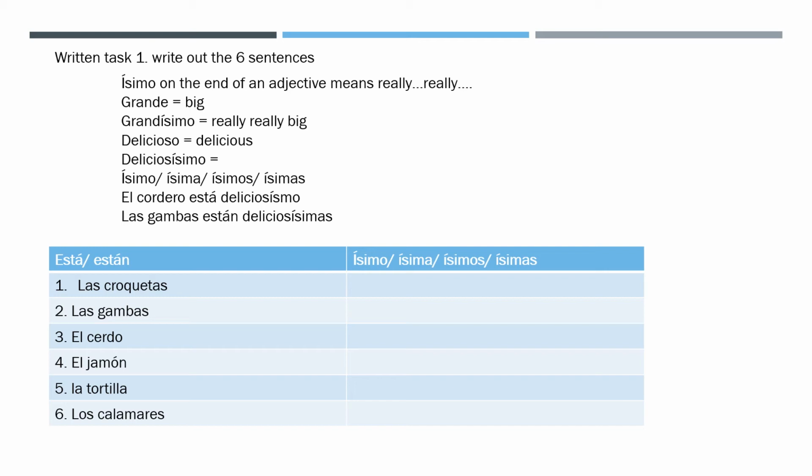Right, and you're working with ísimo. That's the kind of thing that's adding quality to your work. It's the kind of thing that would be graded grade 6 and above. These little extras go a long, long way. To see you using that in your work is going to get you better grades. So you might want to start working with ísimo, ísima, ísimos, and ísimas.